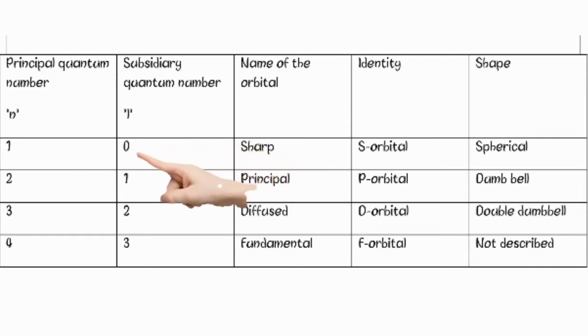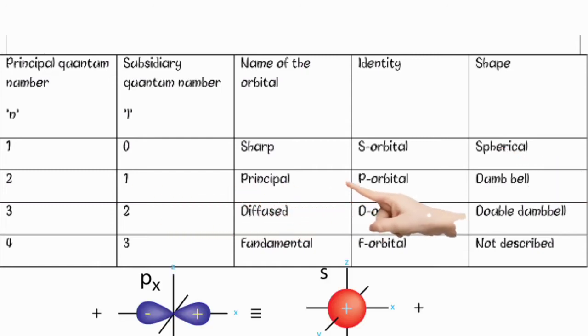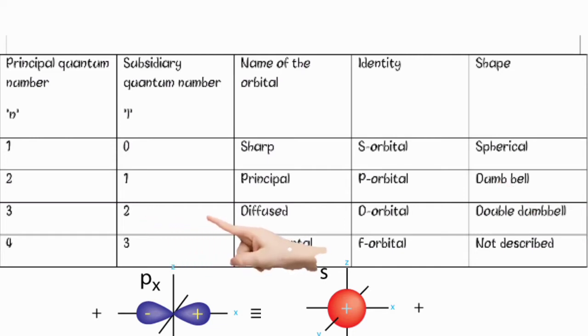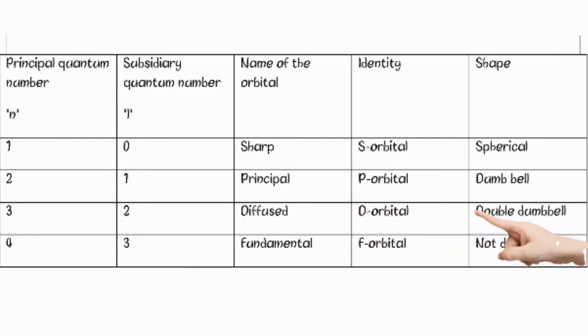When the value is 0, it is the s orbital, called sharp, and it is spherical in shape. When the value is 1, it is the p orbital, called principal. Its shape is a dumbbell shape. When the value is 2, it is the d orbital, called diffused, and the shape is a double dumbbell. The fundamental is not well described.